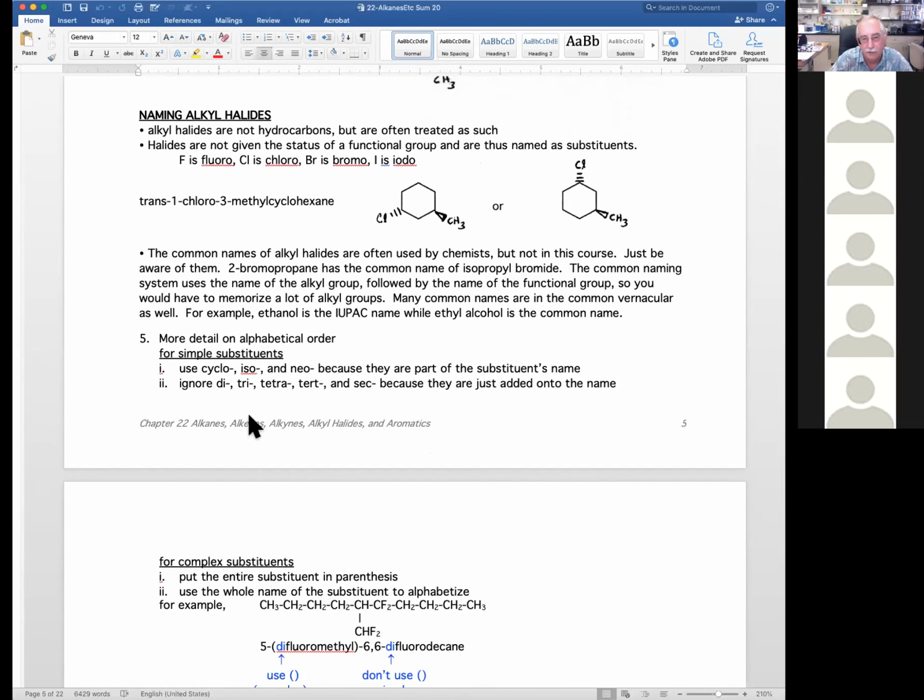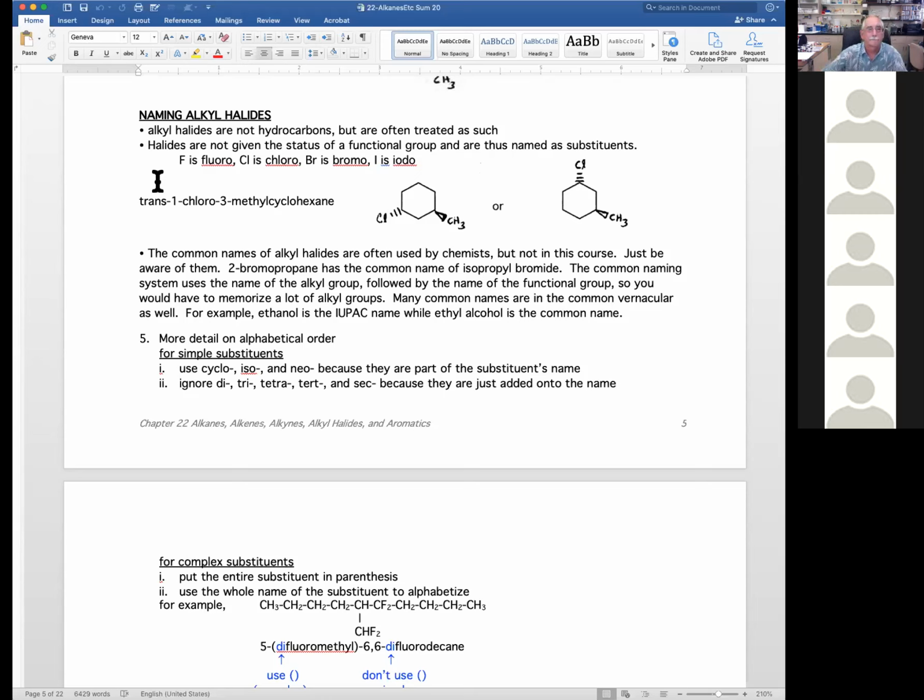So then when we name alkyl halides, alkyl halides are not hydrocarbons, but we really treat them as such. And nobody seems to talk about it this way, but really what we're doing is we're telling people that the halide is not elevated to the status of being named as a functional group. So therefore we just name it as a substituent. But then when you get to organic chemistry textbooks, they often have a whole chapter on alkyl halides and substitution reactions.